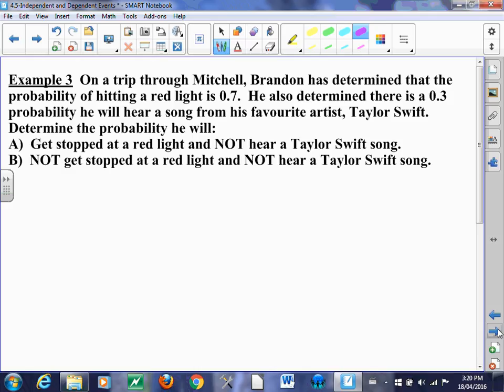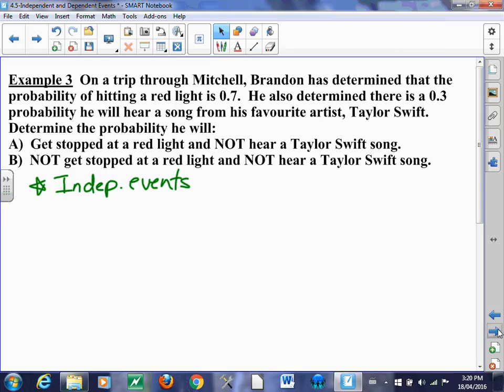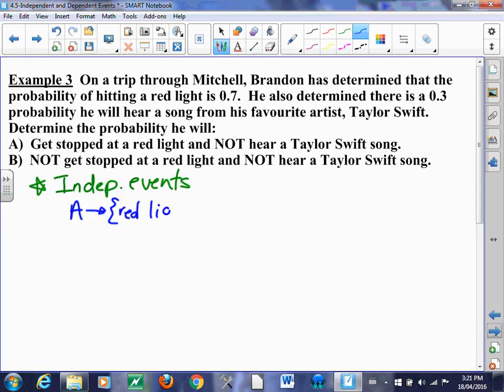Well, hopefully you recognize that these two are independent events. So let's start with that, these are independent events. Now let's take a look at our two outcomes. Our first outcome that's mentioned is red light. And the second event, which is independent, so it really doesn't matter which one goes first, folks. In this case, I'm just going to do Taylor Swift. Uh-oh, Taylor Swift song. I think I spelled that wrong.